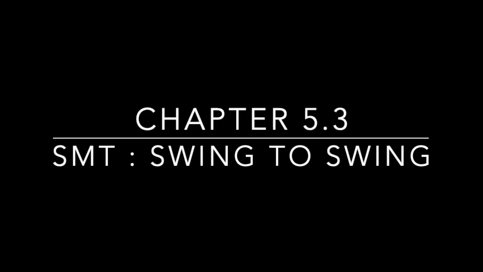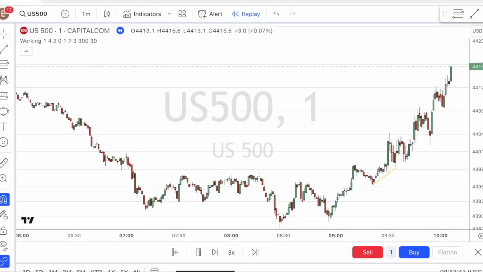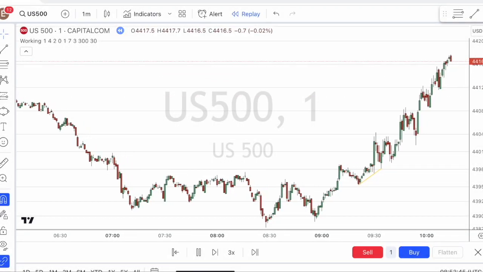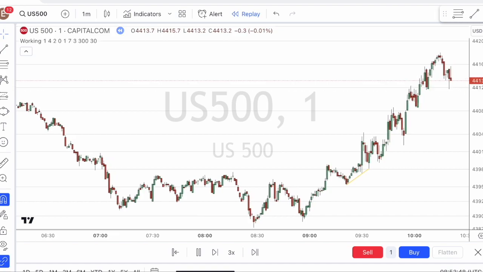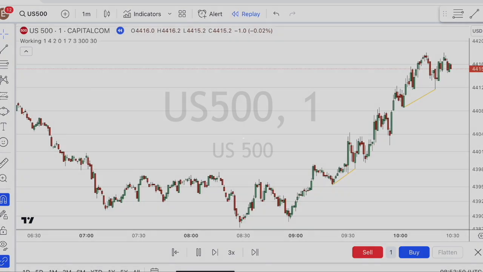Chapter 5.3. SMT, swing to swing. Here we reference every swing that happens on the same candle for each couple of indices, and detect SMT, if a new swing of the same kind happens.